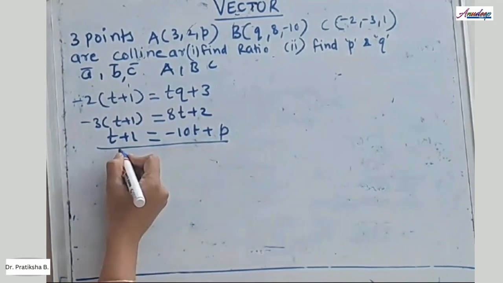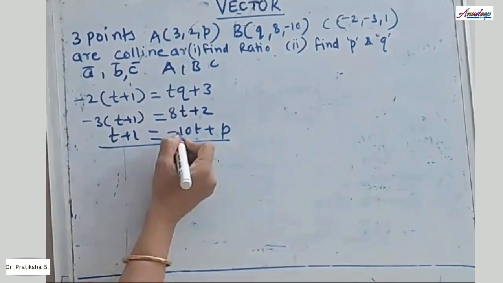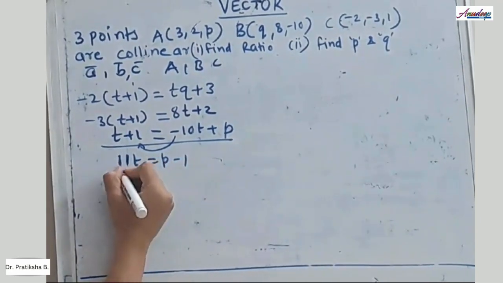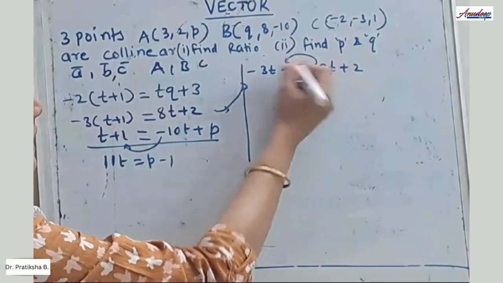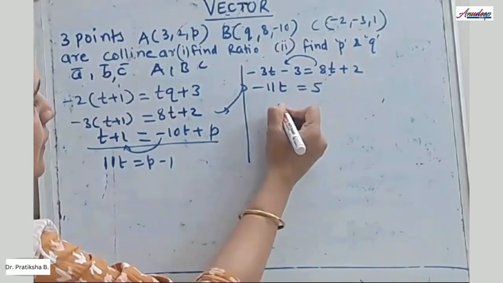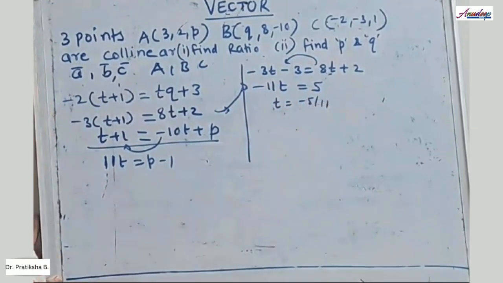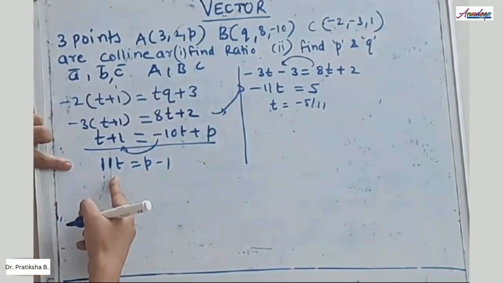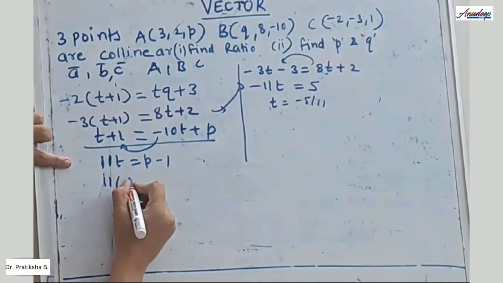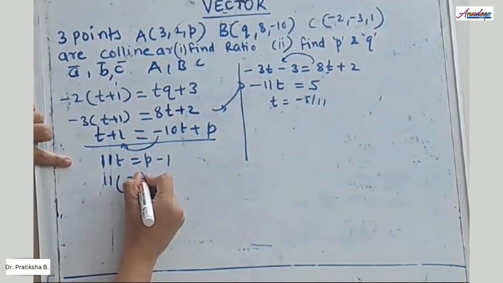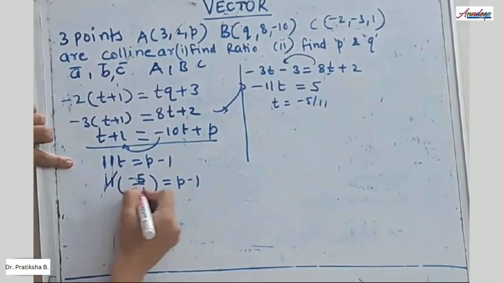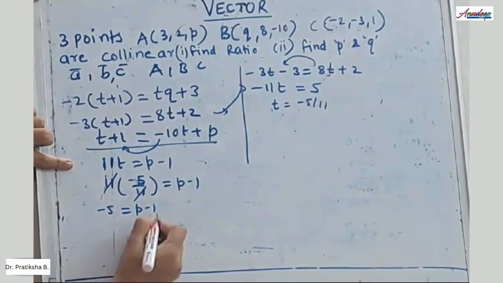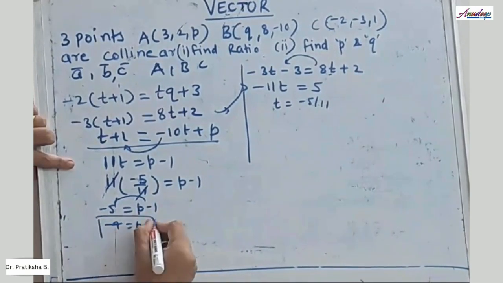So if I simplify the third one, I will get 11T is equal to p minus 1. Right? So if I transfer this here, it will be minus 11T is equal to 5. So T is equal to minus 5 by 11. So we have the value of T with us. So it will be 11 into minus 5 by 11 is equal to p minus 1. So what I am getting is minus 5 is equal to p minus 1. So minus 4 is p. So p is minus 4.